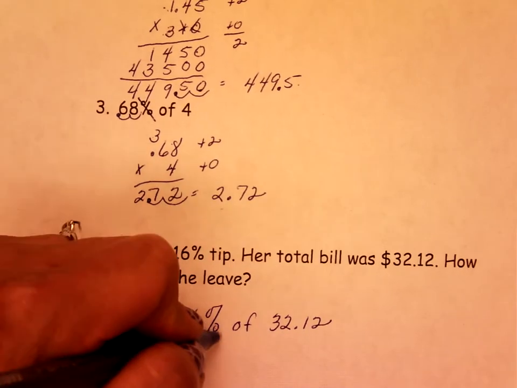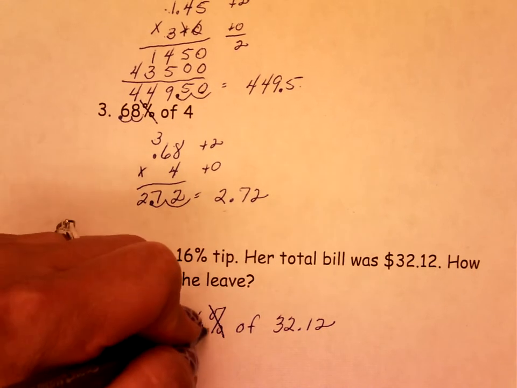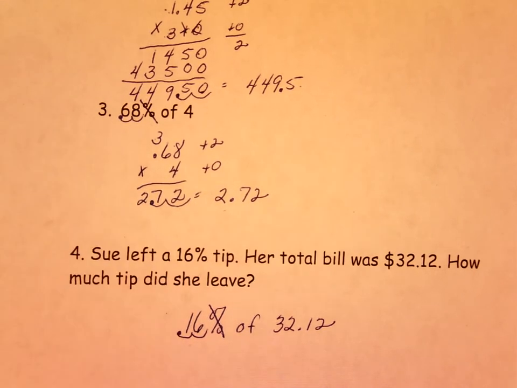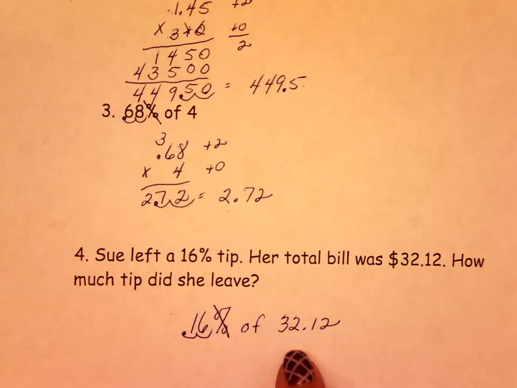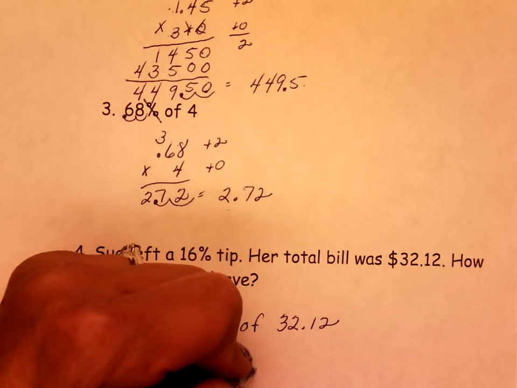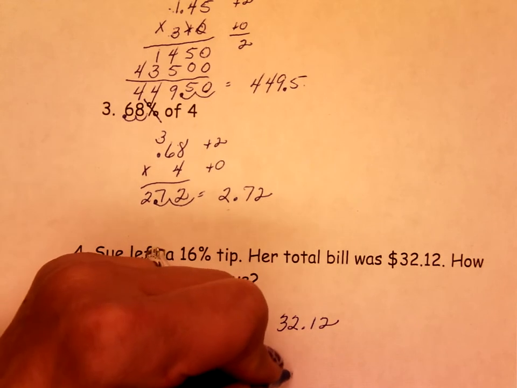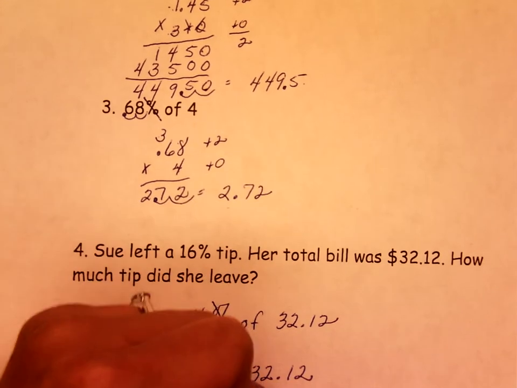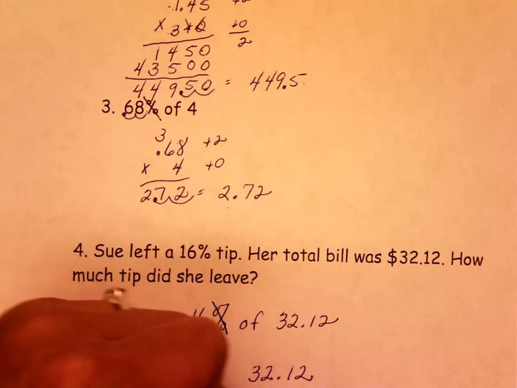Now this should look very similar to problems 1, 2, and 3. Exactly the same thing. Cross out your percent, move the decimal over 2 places. Now the word of tells you to multiply. I normally put the bigger digit number on top. Digit means, this is a 4-digit number, and 0.16 is a 2-digit number. So I usually put that on top. So 32.12 multiplied by 0.16.